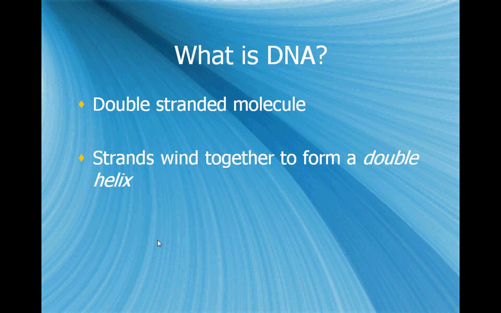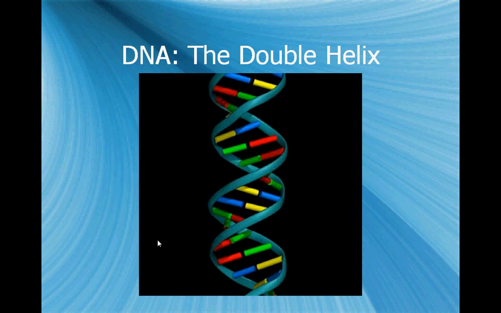It is double-stranded, which basically means it's kind of like a ladder. It has a side with a railing and another side with a railing and steps in the middle. That's called being double-stranded. And then they're wound together to make kind of a spiral structure, so that we call that a double helix. Helix means twisted, so like a twisted ladder. And that's what it kind of looks like.